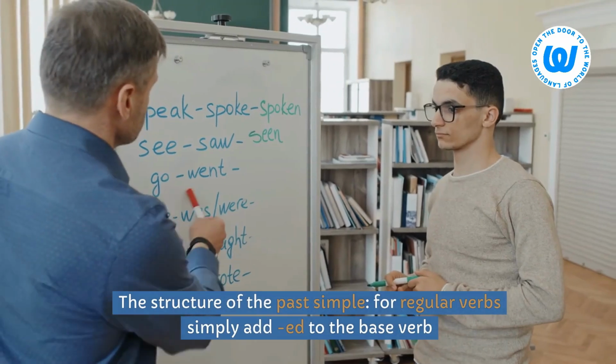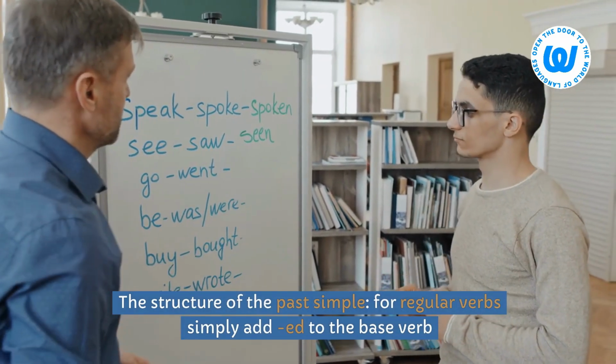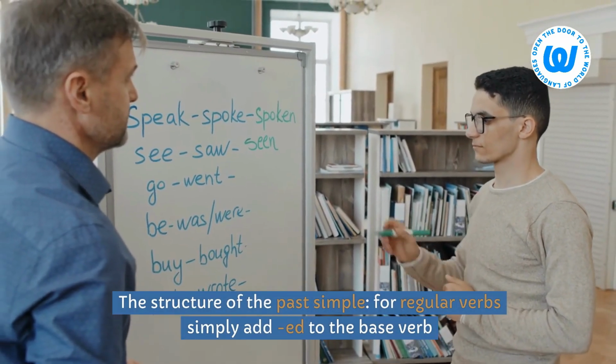So let's get going, and let's start by quickly recapping the structures. Okay, so the past simple. For regular verbs, we simply add ed to the base form of the verb. For example, to work, the past simple will become I worked. We add just ed to work. Or walked, or played.